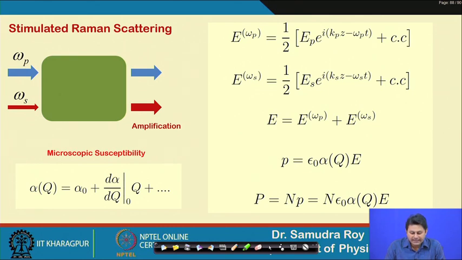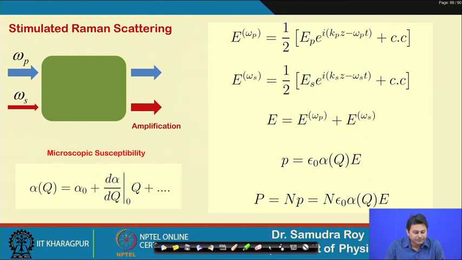The total field E is E omega p plus E omega s, the summation of these two fields, and the total polarization is N times the microscopic polarization small p, which is N epsilon 0 times the microscopic susceptibility alpha, which is a function of q as shown in the bracket, multiplied by the total electric field E. This was the basic structure we have been using for the last few classes.